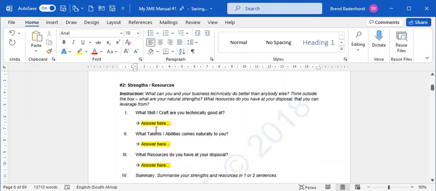Right, strength and resources. What am I technically good at? Let's say, for example, I worked in a shoe factory, so I can craft custom shoes, whether it be leather material or alternative substances.